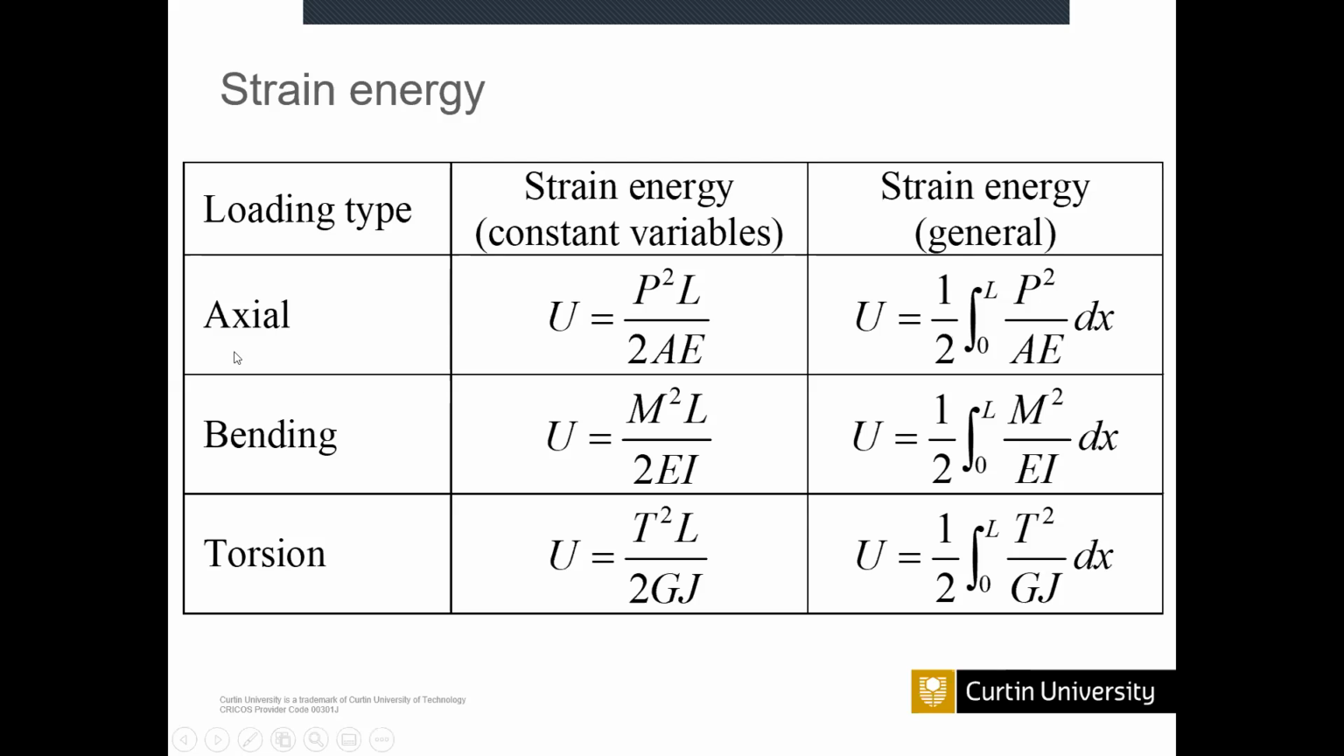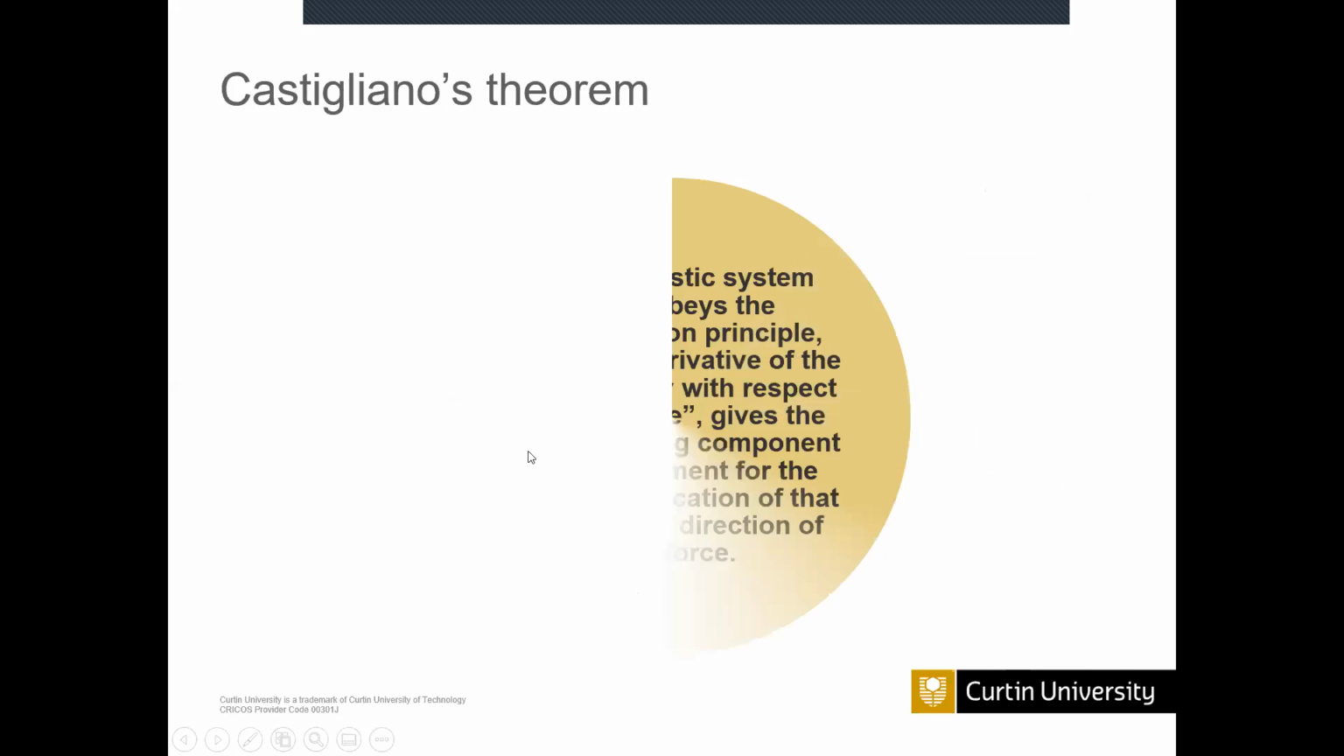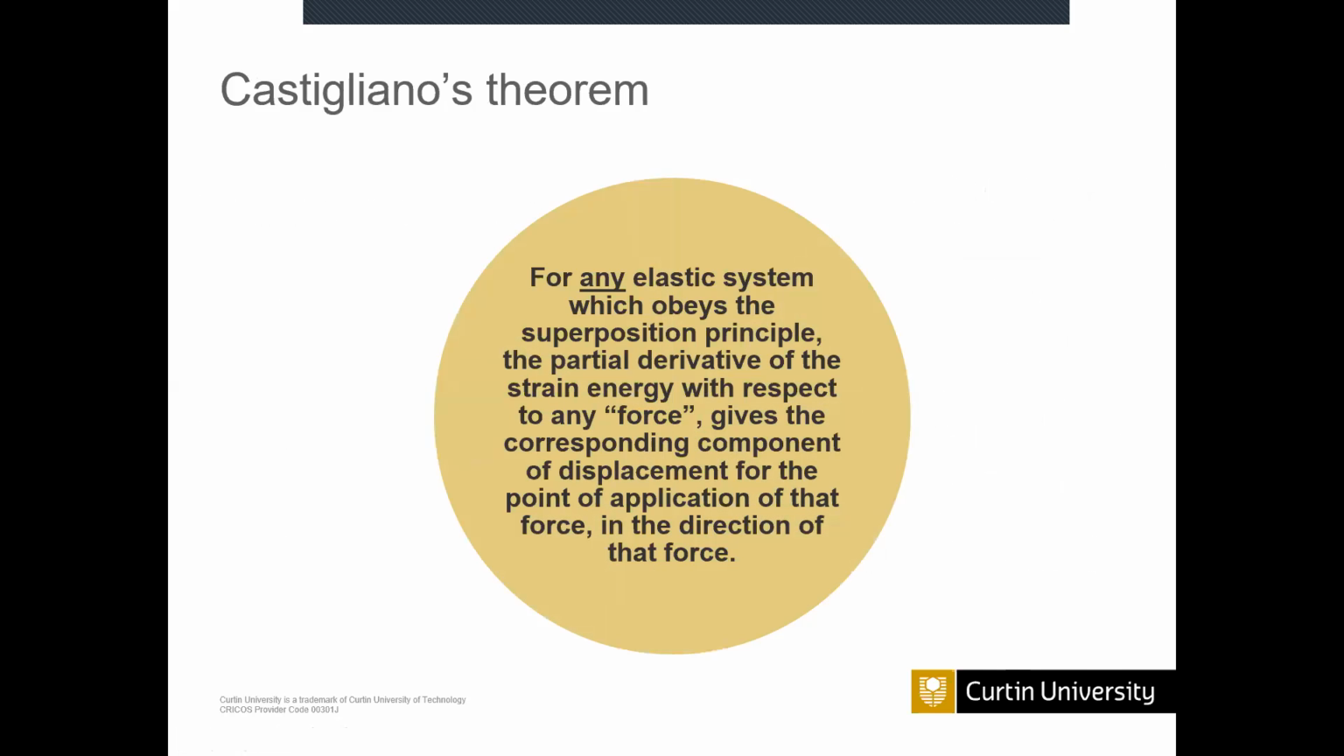You can see with axial load, how to find the strain energy, bending load, how to find the strain energy, torsion, how to find the strain energy. So this is only for the strain energy. So let's see how we can use those strain energy theories to find the deflection. You already know now, but as a theory, still you don't know. So I will explain the Castigliano theorem now. The Castigliano theorem, for any elastic system which obeys the superposition principle. So what is the meaning of superposition principle? You already know that one, as I'm asking. Superposition principle.